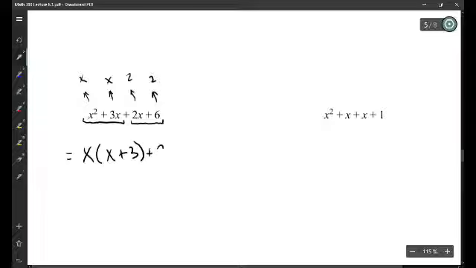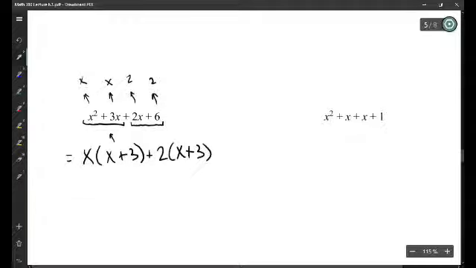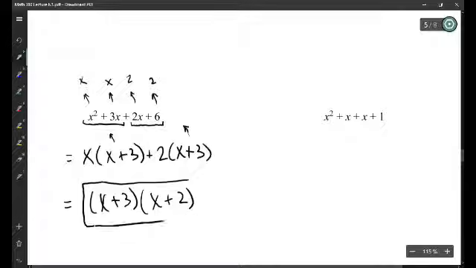plus 2 times the quantity x plus 3. Now that we see our binomial factors, we can factor those out. And we get x plus 3 in parentheses times x plus 2. And that's factored.